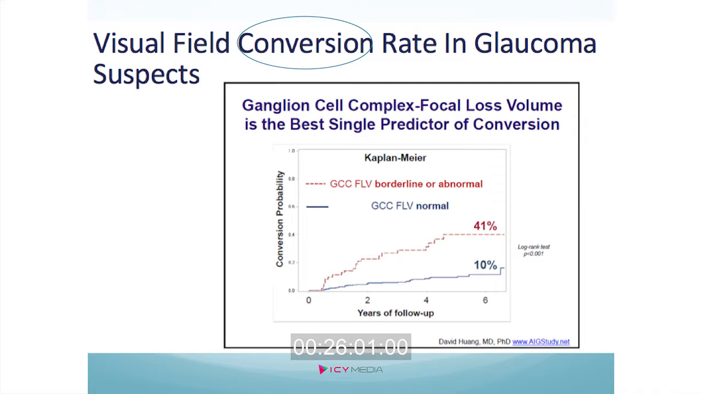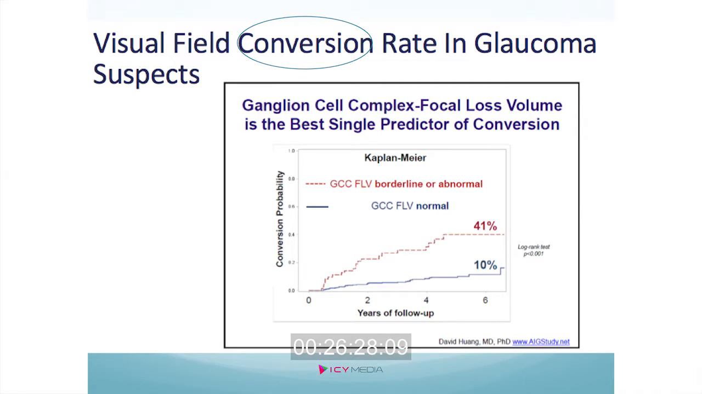But if you have a patient that doesn't have glaucoma and their FLV is abnormal or borderline, they have a 41% chance of converting. So this slide talks about patients that don't have glaucoma yet. It's a conversion slide. If the FLV is normal, you have a 10% chance of converting. If the FLV is borderline or outside normal limits, you have a 41% chance of converting.